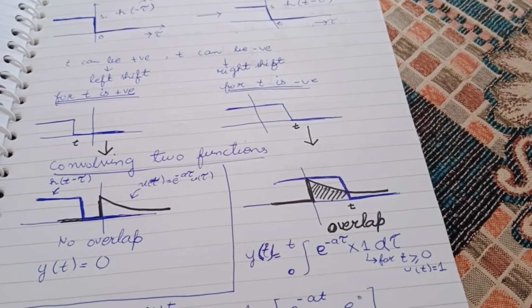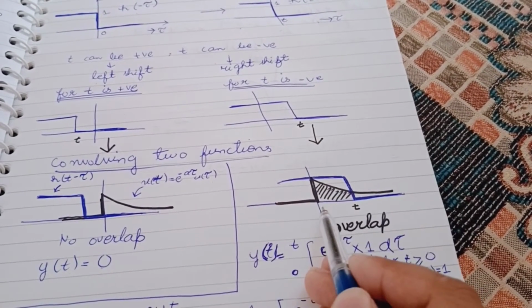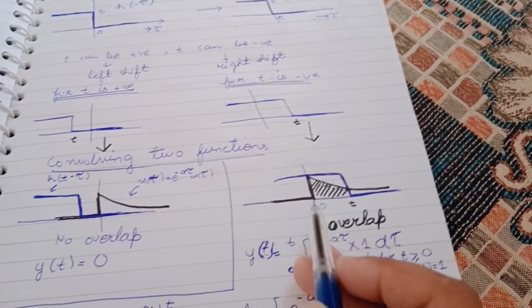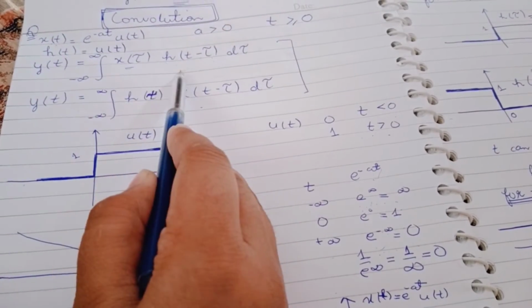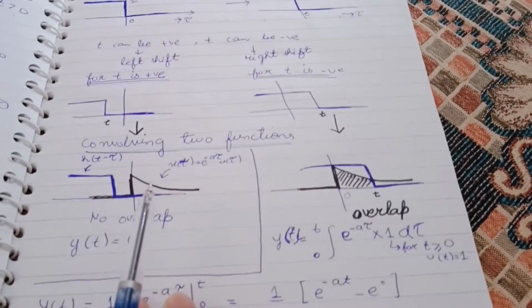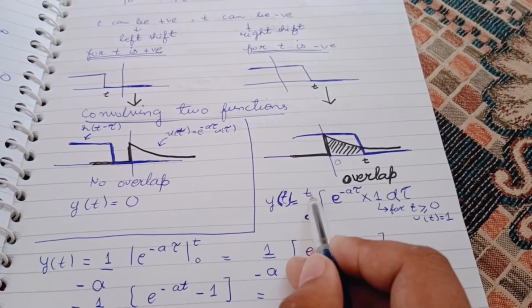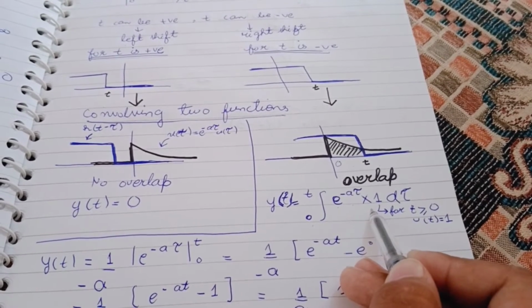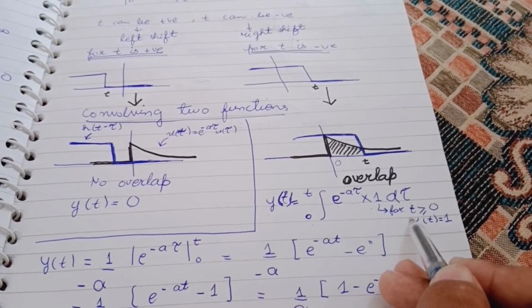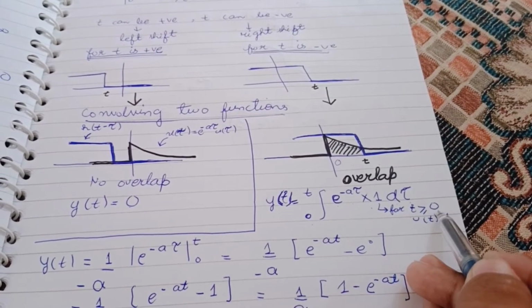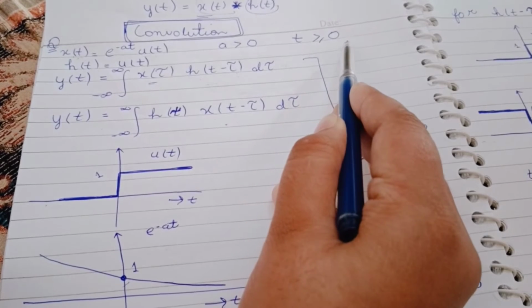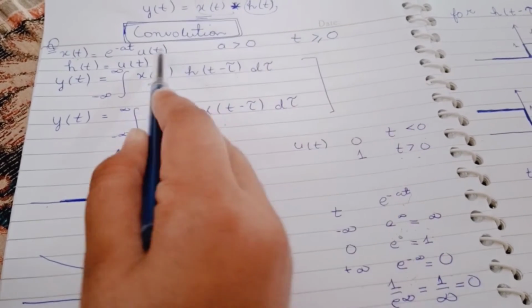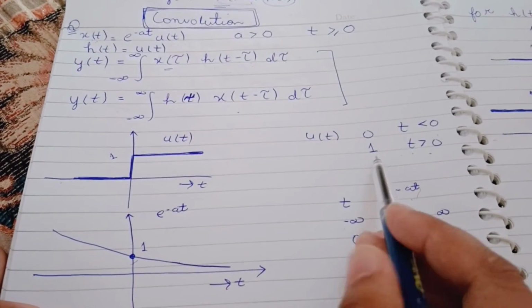So overlapping is occurring here from 0 to t. So our limit is 0 to t, which we will put in this formula which we are using in this question. So the limit will be 0 to t, e^(-a tau) multiplied by 1 d tau. Here we are using, for t greater than or equal to 0, u(t) is 1, because our function was e^(-at) u(t).